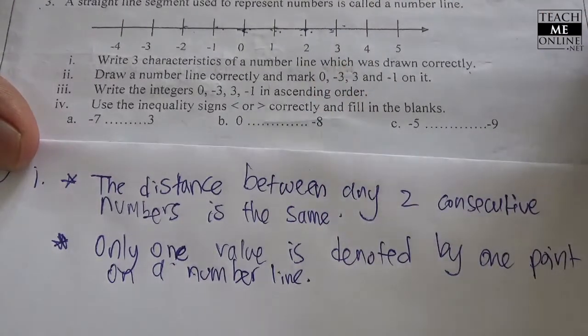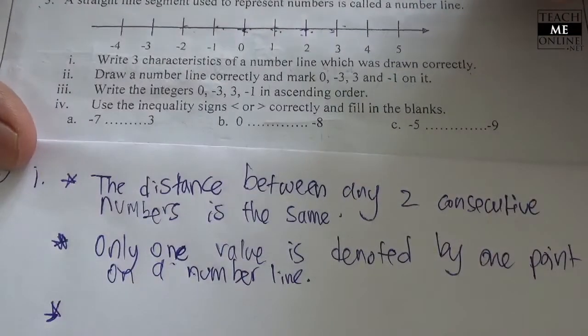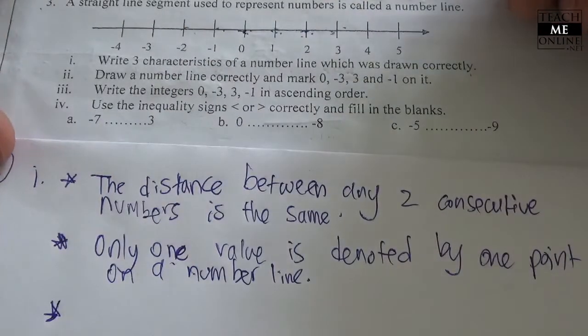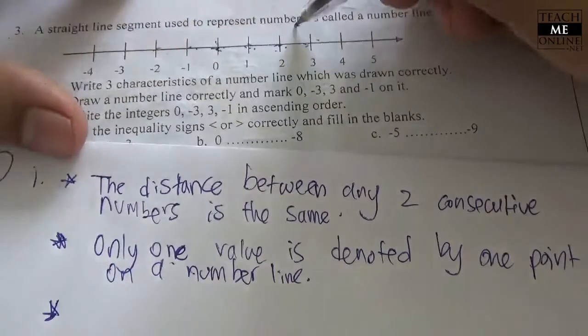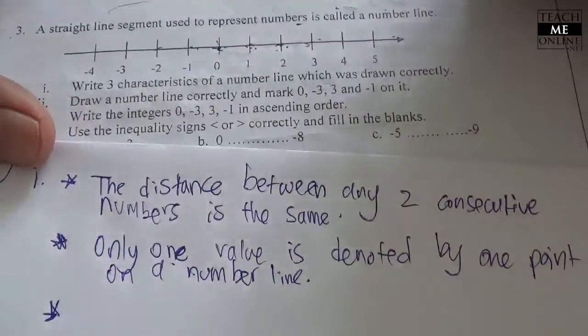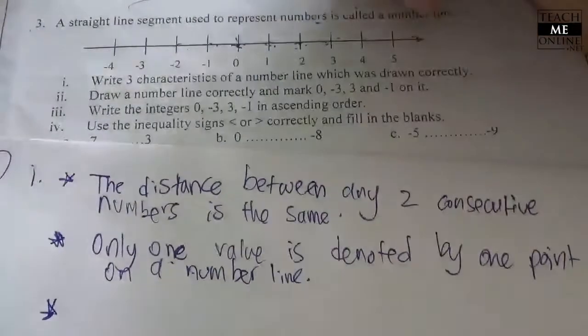And finally, we can also say that when you go towards the right of the number line, the values are increasing. So for example, we start with 0. If I go to the right, it becomes 1, 2, 3, and so on. As you keep going to the right, values are increasing, or if you go to the left, that means the values are decreasing.